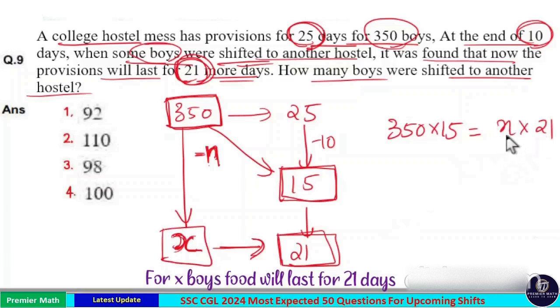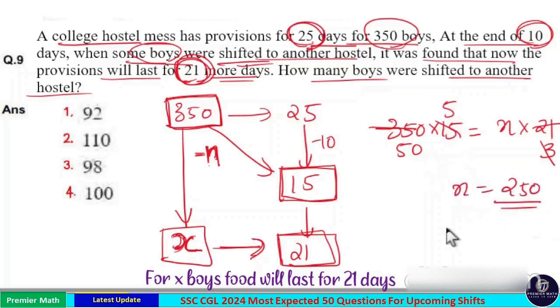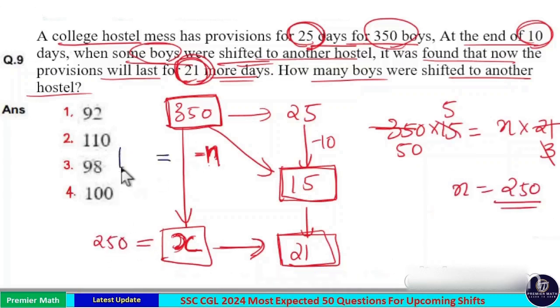Now you can find the value of x. 7 goes 5 times in 35, 7 goes 3 times in 21, 3 goes 5 times in 50. So x here is equal to 5 into 50, 250, which means remaining boys is 250, means the number of boys leaving is equal to 100. n is equal to 100. So option 4 is your answer.